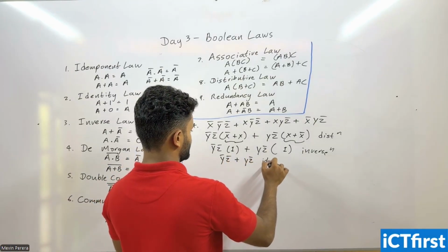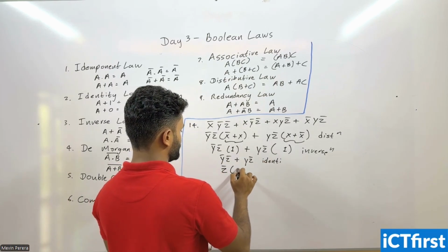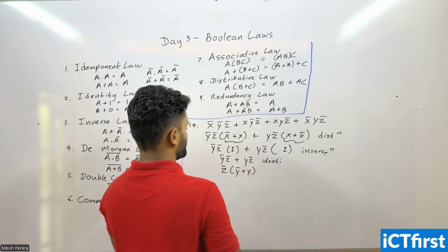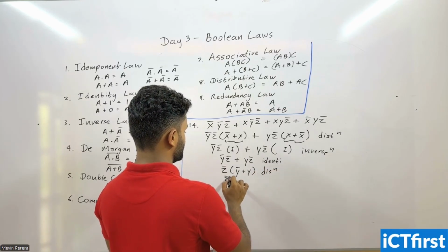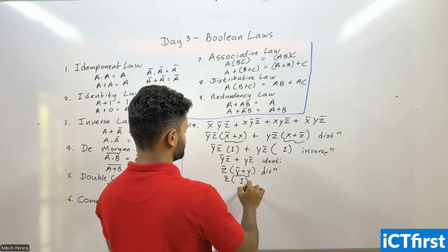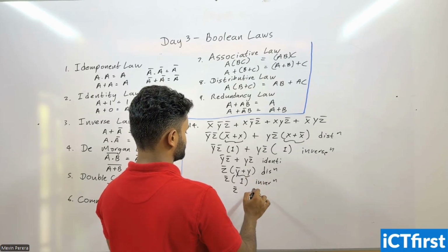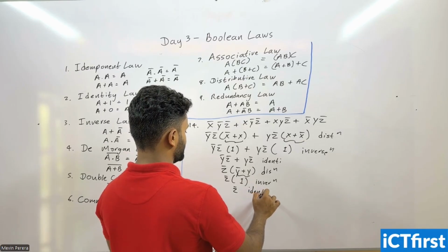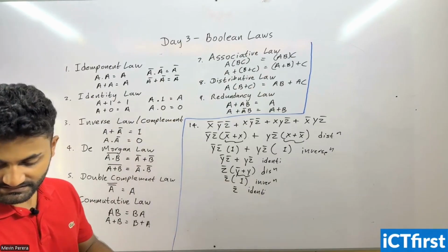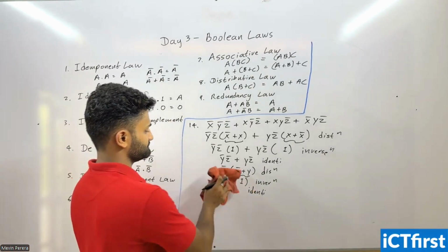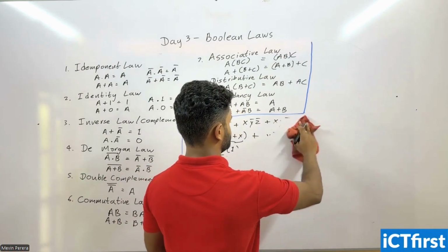So that's identity law. Now Z bar is common here, so y bar plus y, that is distributive once again. Then Z bar equals 1, that is inverse. That is identity. So the final answer is Z bar. So that's the 14th question. Let's move to the 15th one.